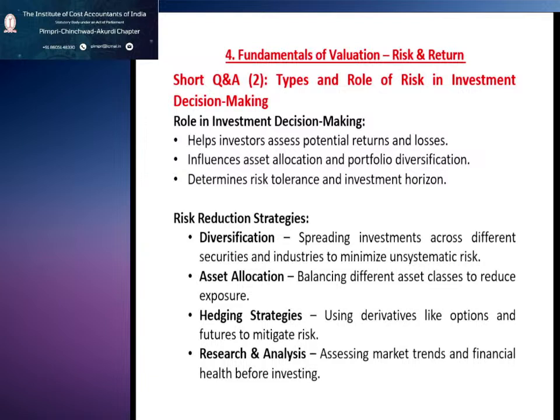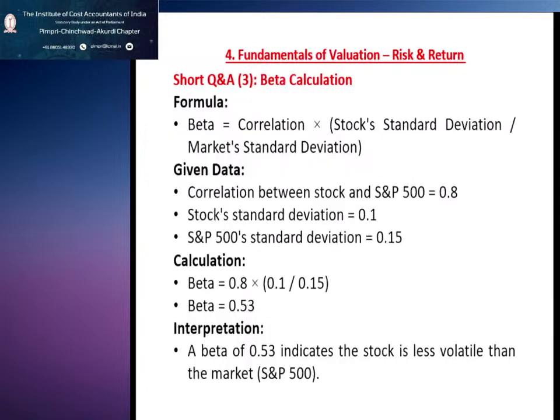Then we saw how risk has a role in investment decision making. Thereafter we saw the 4 risk reduction strategies, which involve risk diversification, then asset allocation, hedging strategies wherein derivative instruments are used to hedge the risk, and again research and analysis as a strategy for risk reduction. Thereafter we went through beta, that is the correlation of stock standard deviation vis-a-vis the market standard deviation. So the correlation between stock and the market, and then we saw how beta calculation is done. So point 53, beta indicates that the stock is less volatile than the market.